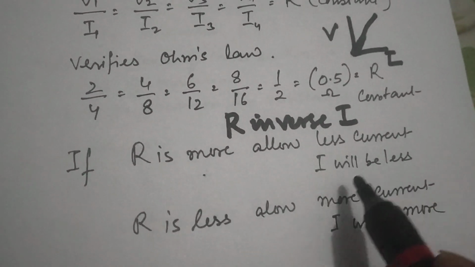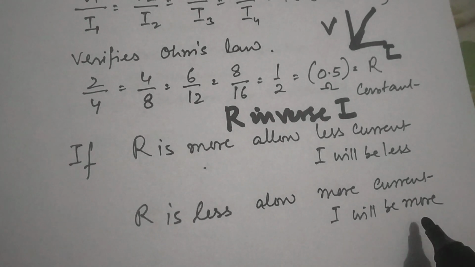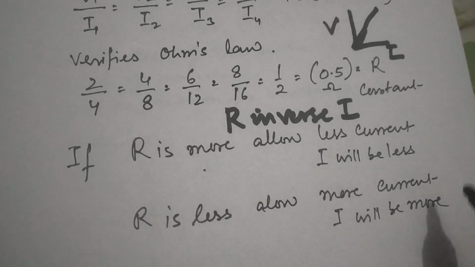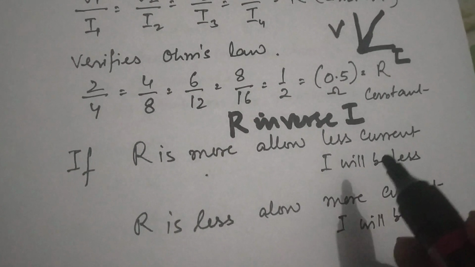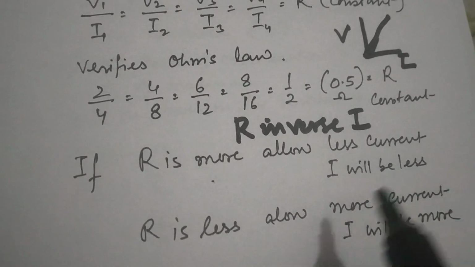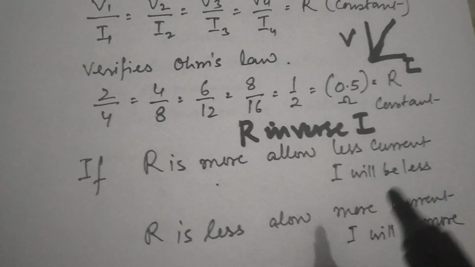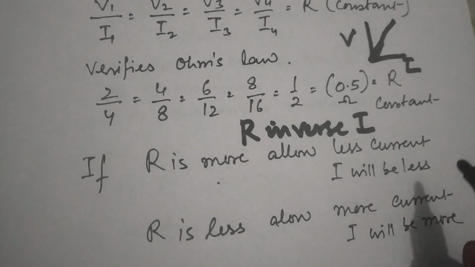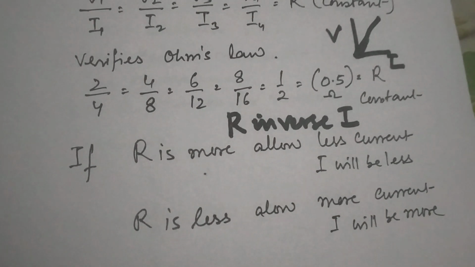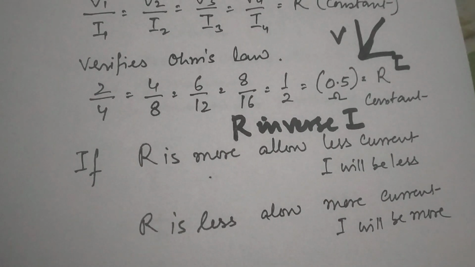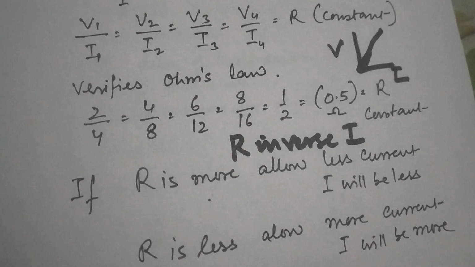More the value of R, the value of I will be less. Less the value of R, I will be more. This has to be understood. It means if any conductor allows more current, its resistance should be less. And if any material has less current, it means its resistance or resistivity will be more. So in the next topic, we are going to discuss 2 words, one is called resistance and the other resistivity. But I hope this particular part should be clear with you.